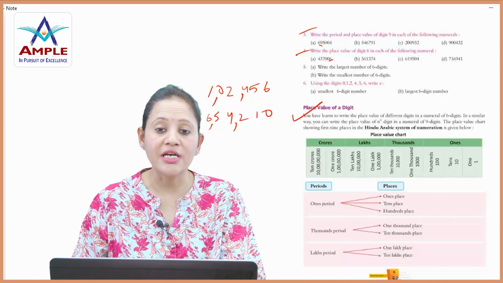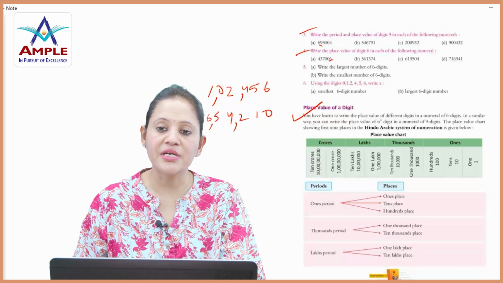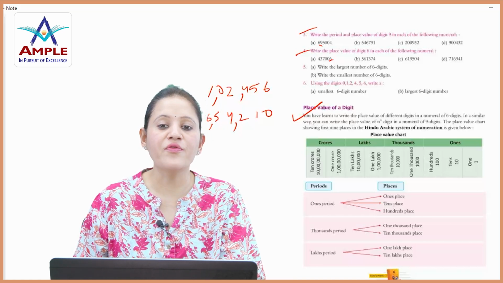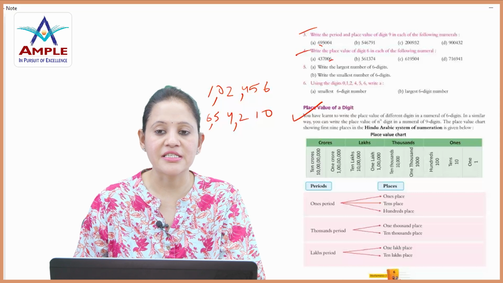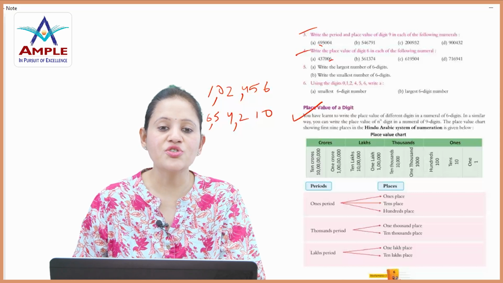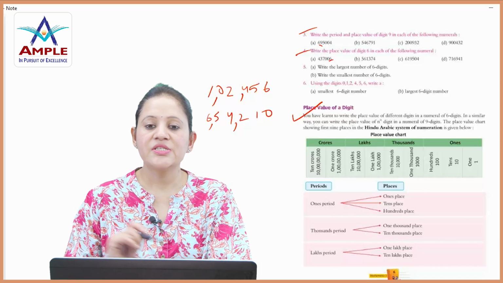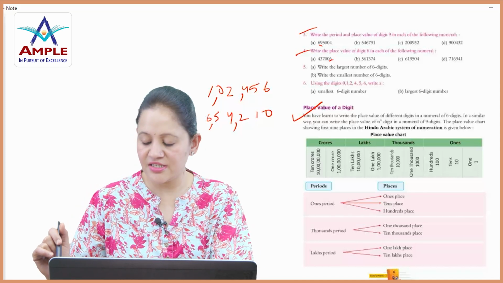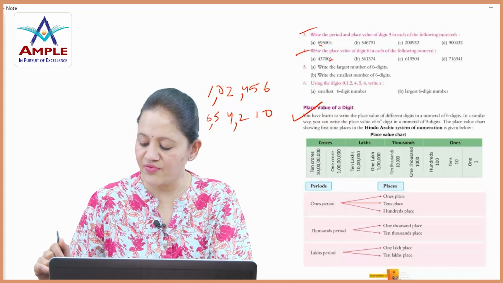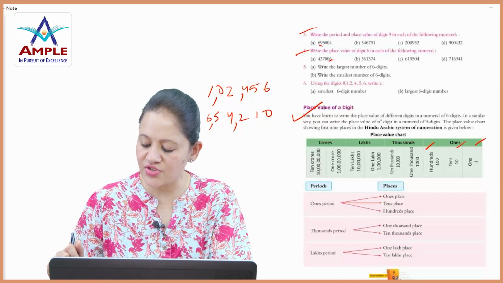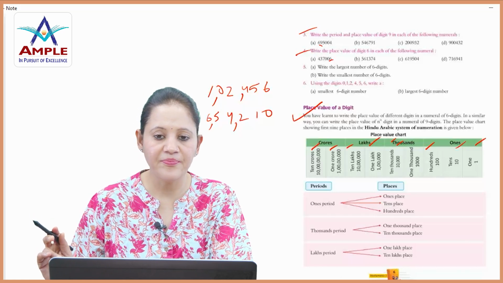Next, place value of the digit. You have learned to write the place value of different digits of 6-digit numerals. In a similar way, you can write the place value of the nth digit of a 9-digit numeral. The place value chart showing the 9 places in the Hindu-Arabic numeration is given here. Start from the right hand side: ones, tens, hundreds, then thousands, ten thousands, lakh, ten lakh, crore and ten crore. Clear?